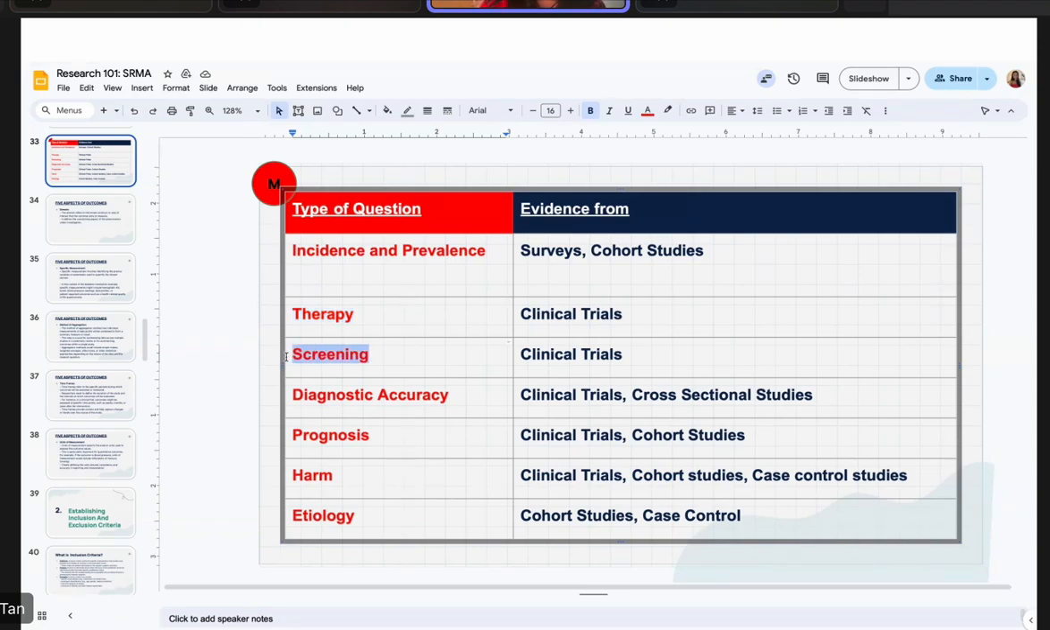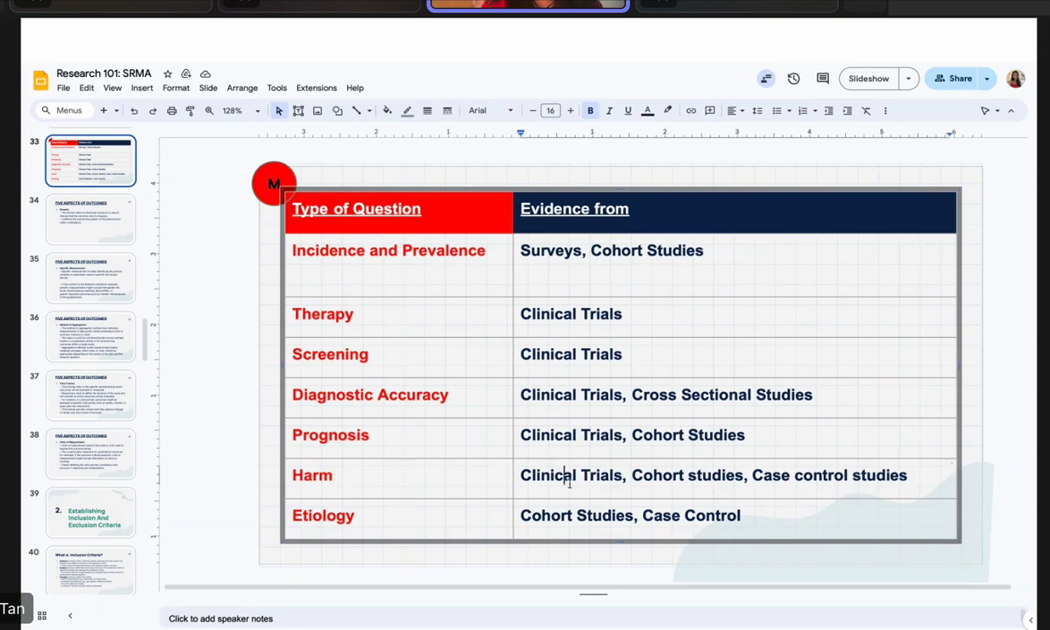And the same goes for screening. So, does screening derive a better outcome for patients? So that's also clinical trials, and same goes for diagnostic accuracy. You have clinical trials and cross-sectional studies. I think we have the definitions of these studies in the mock review later on, so we can move on to there after this. So prognosis, again, clinical trials and cohort studies.